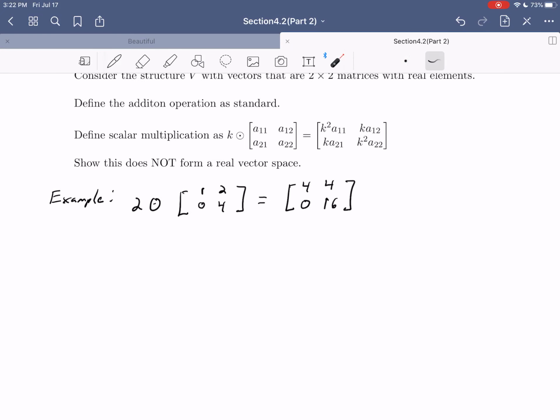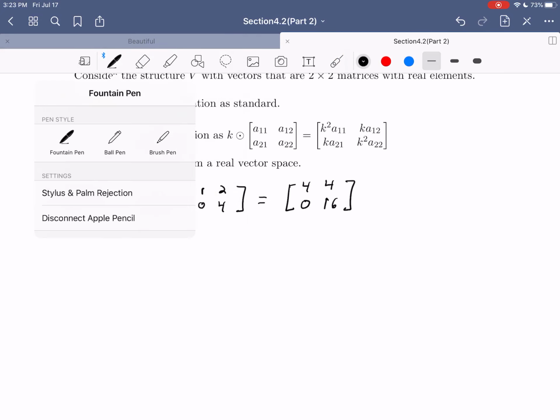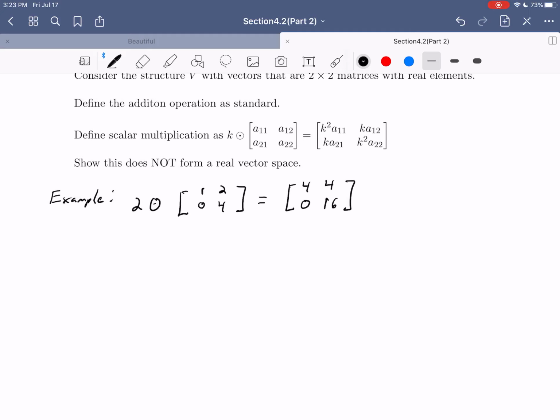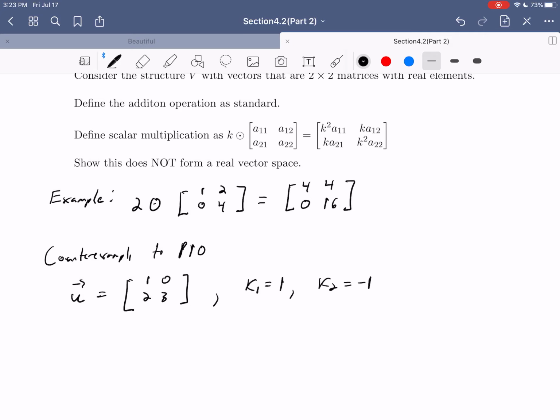Okay, like I said, if you want, you can actually confirm that this setup satisfies P1 through P9, but it fails P10. So here's my counterexample to P10. I'm going to have my vector U be equal to 1, 0, 2, 3. Again, I always like to keep them pretty simple. And I'm going to have my K1 be equal to 1 and my K2 be equal to -1.